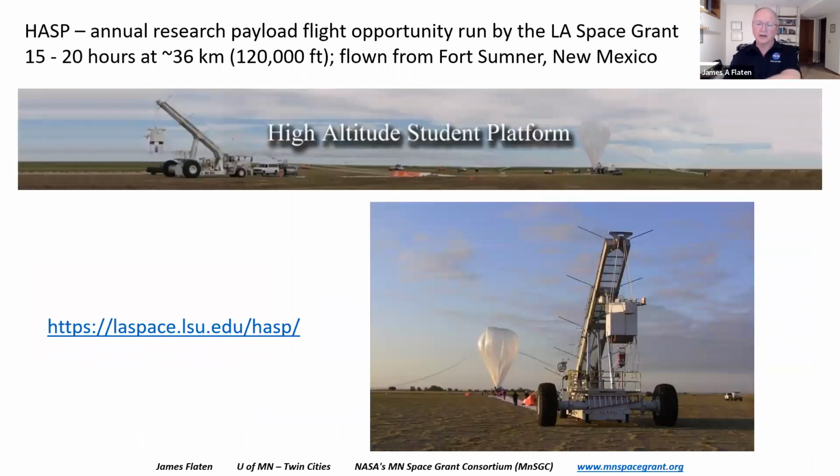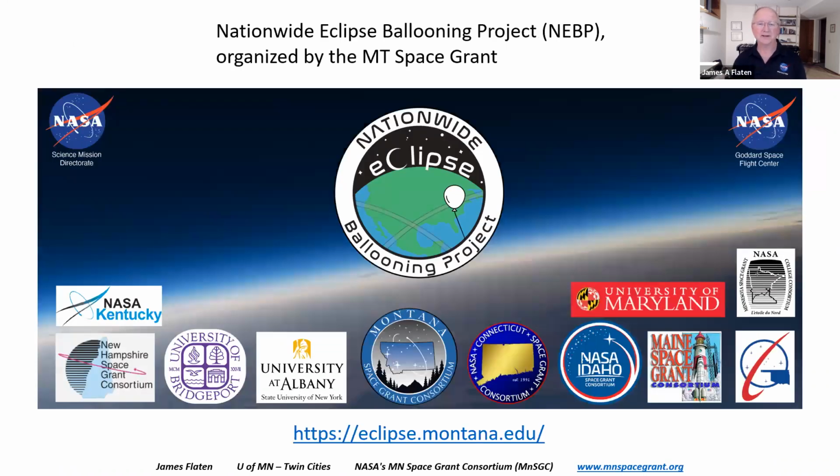Here's another thing that you can get involved in, and that is building payloads and taking them to fly on one of the massive balloons. So this is the HASP program, HASP, High Altitude Student Platform. It's run by the Louisiana Space Grant. And we, and others that I know, have sent things to fly on HASP. They fly out of New Mexico. And then, of course, there's the Nationwide Eclipse Ballooning Project, NEBP. So that's possibly why you're watching this video, because you're involved in this project.